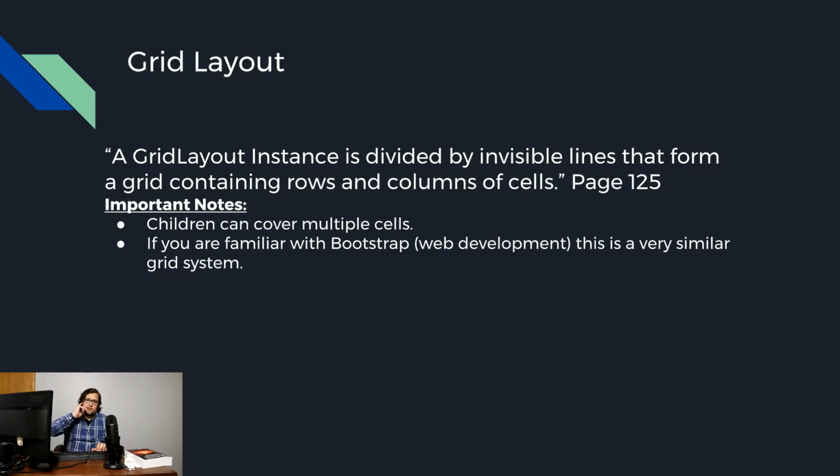So the way the book describes it is a grid layout instance is divided by invisible lines that form a grid containing rows and columns of cells. But the big point is that children in this example can cover multiple cells. And I'll say that, for some cases, this could be a really good way for you to lay out your pages, because you can get all of that stuff to grow and shrink. You can have things take a very set percentage of your screen based on the number of cells it's actually using.